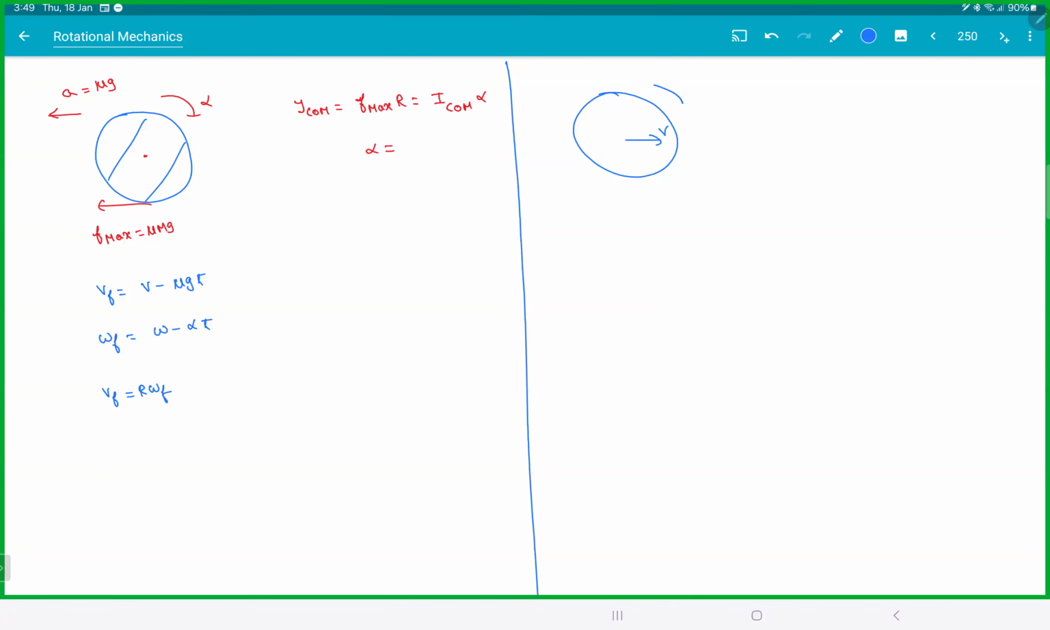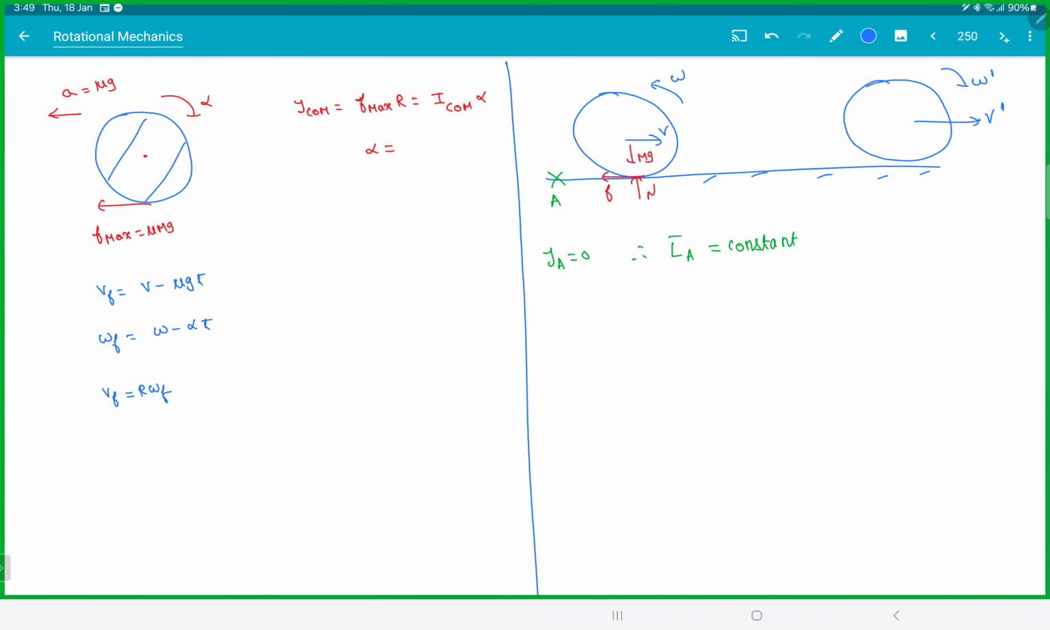This guy is going with V and rotating with omega. Agreed, there is a frictional force here. N here. Mg here. So if you take any point on the floor, torque about A is zero because friction is passing through that. Therefore, L about A is constant. So as this guy is rolling, eventually, let the velocity be, I'll assume forward only. Let's see what happens. You'll get signs reverse. Omega dash and V dash. So initial angular momentum is equal to final angular momentum. So this is the condition when it stops slipping. So V dash will become equal to R omega dash here.